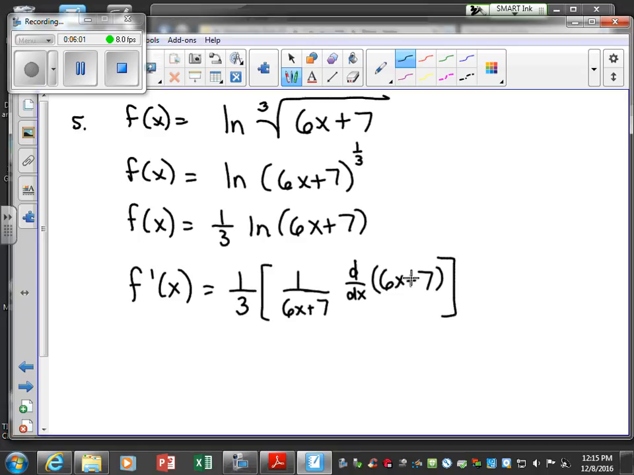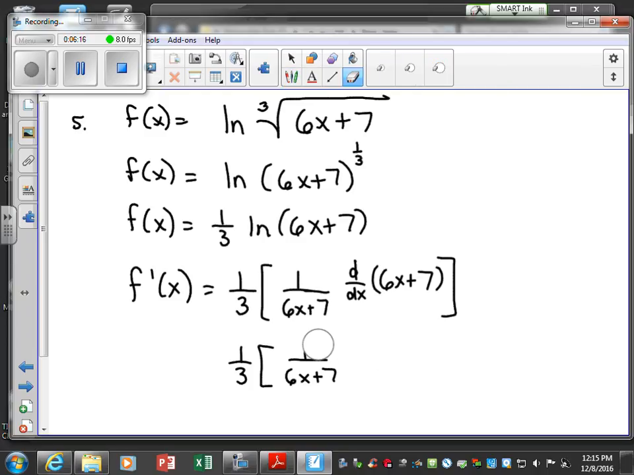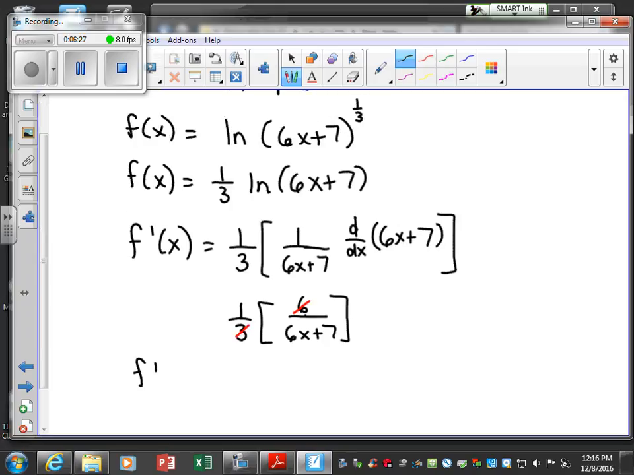What is the derivative of this term? Just 6. So 1/3, I'll leave this alone, times 6, or I can just go ahead and put my 6 there. Now what can I do? We could simplify here and here, and we would get f prime of x. It's just going to give us 2 over 6x plus 7.